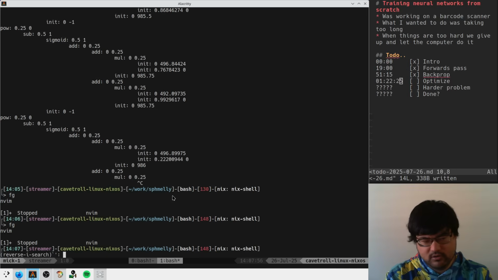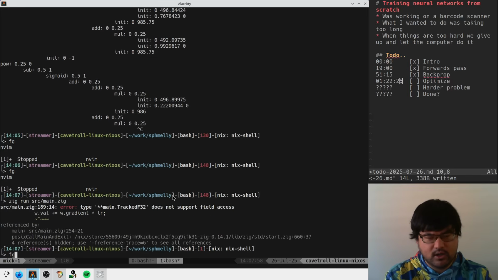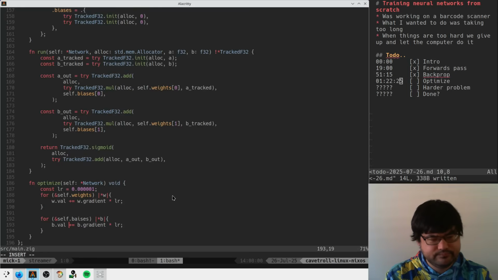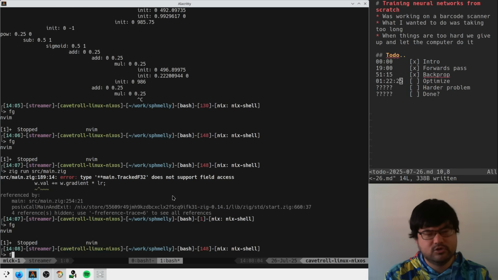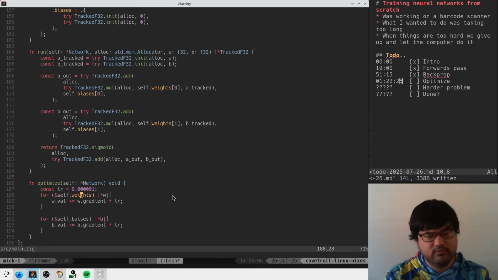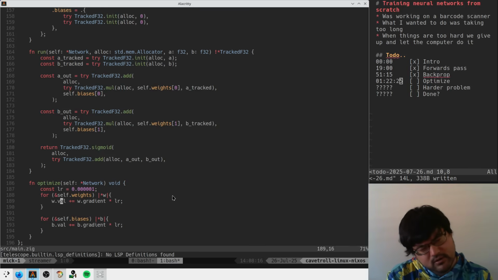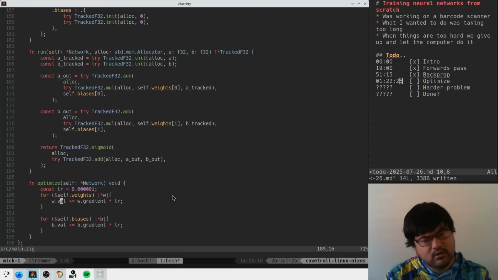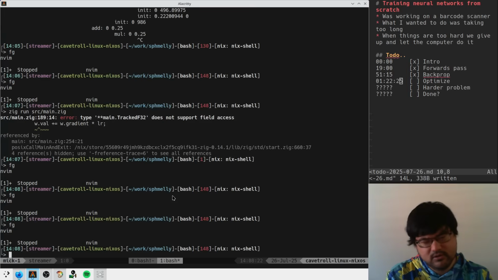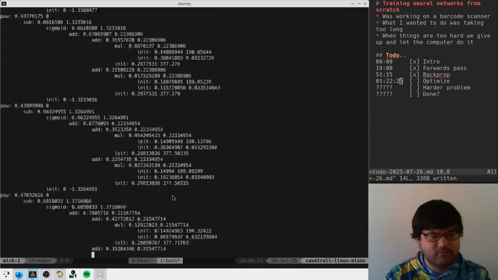Sure, fuck it. Whoa, what's he pissed about? W val, biases, biases. True, so true right now. But he's mad about a double pointer here, which I'm confused about. Oh, because this is already a pointer. My bad. Right, of course. It's already a pointer. It's an array of pointers.